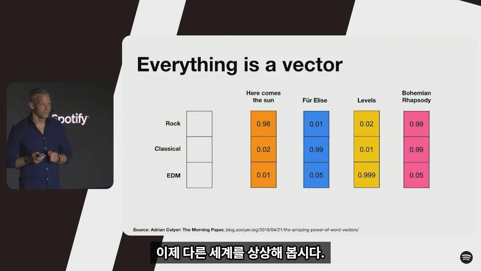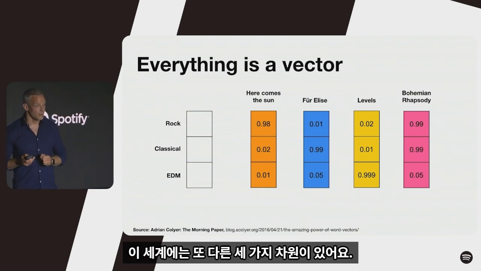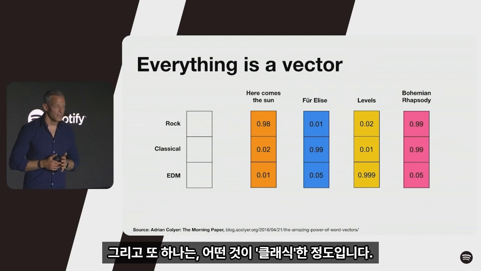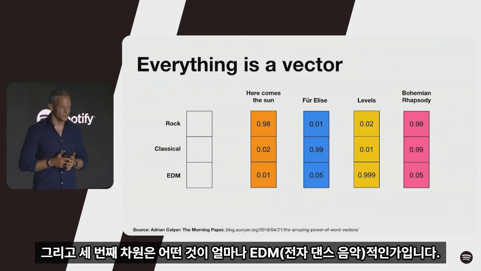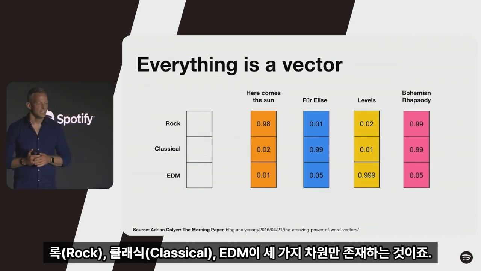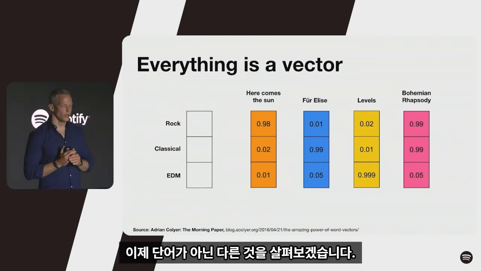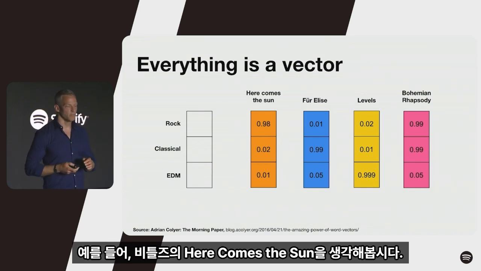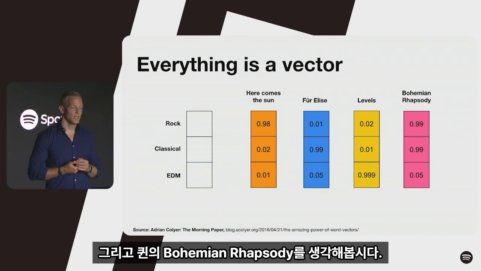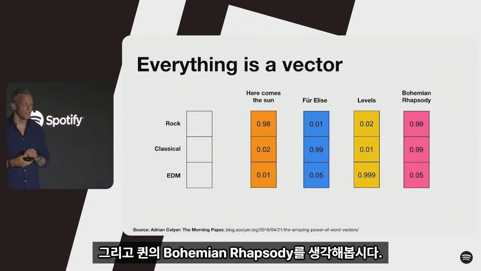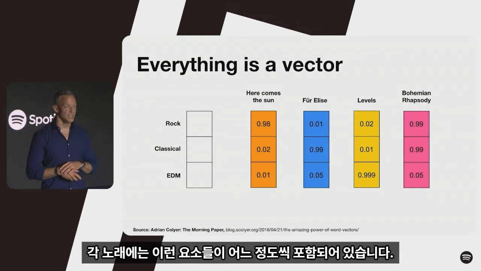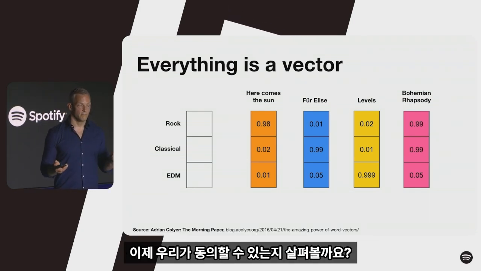Here's another world. This world has 3 other dimensions. It has how much something is rock, how much something is classical, and how much something is EDM, electronic dance music. Again, a simple world. There's only rock, classical, or EDM as dimensions in this world. And now we take something that isn't a word, but a song: Here Comes the Sun by the Beatles, Fur Elise by Beethoven, Levels by Avicii, and Bohemian Rhapsody by Queen. And now we try to give percentages for how much rock, classical, and EDM there is in each of these songs. Let's see if we can agree.